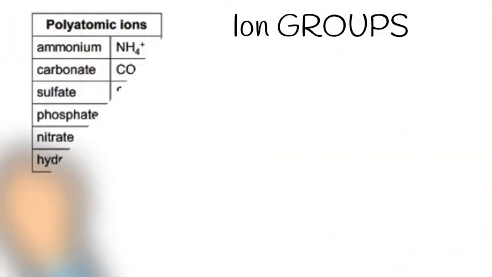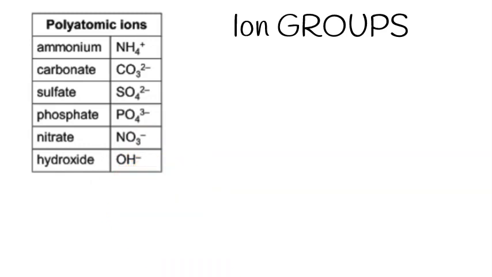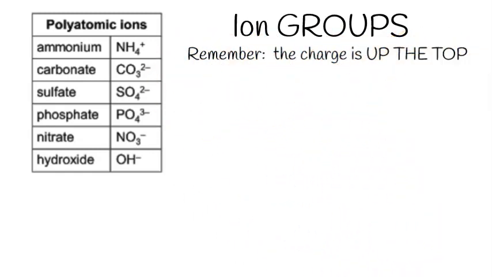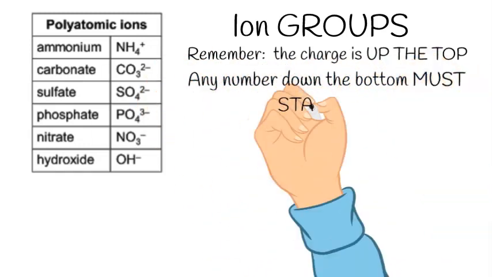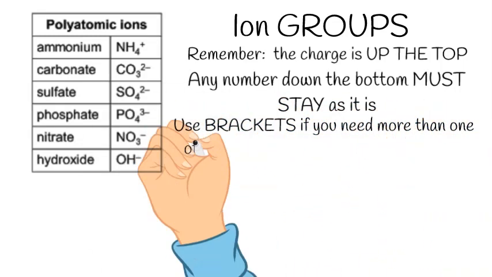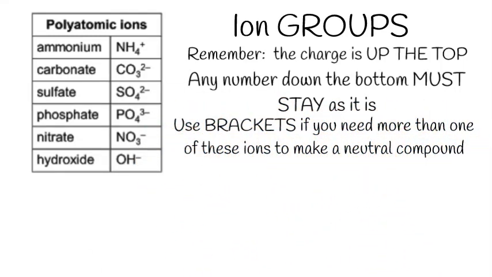A little bit more complicated is these things called ion groups. You do get a list of these in level 1 NCEA without the names, unfortunately. These are groups of elements that must stay together. The charge is the bit up the top. Any number down the bottom must stay as it is, it's part of its name. And these are the ones you use brackets for if you need more than one of them. Let's take as an example iron 2 hydrogen carbonate.